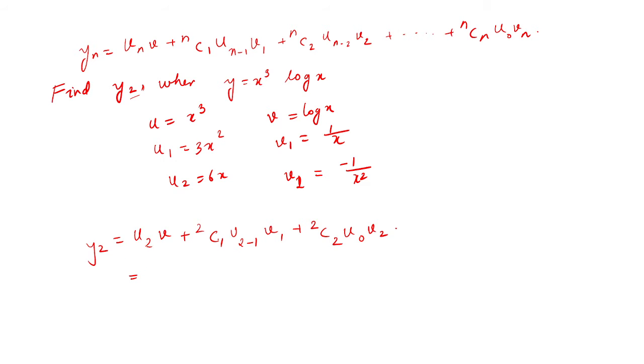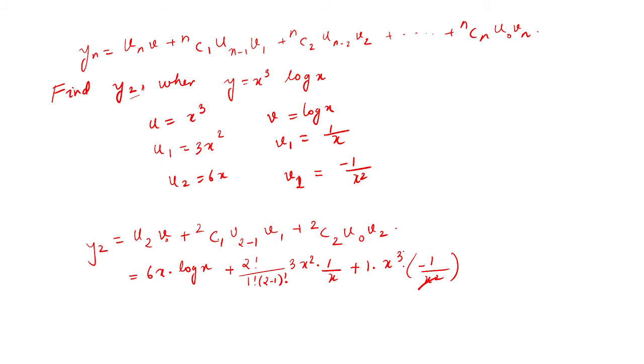So u2 is actually 6x, and v is nothing but, usually v naught, log x, plus 2C1 can be written as 2 factorial divided by 1 factorial times 2 minus 1 factorial. This is the formula. u of 2 minus 1 is actually u1, so that's 3x squared, and your v1 is 1 by x. 2C2 is always going to be 1, and u naught is x cubed, and v2, the twice differentiation of log x, is minus 1 by x squared.